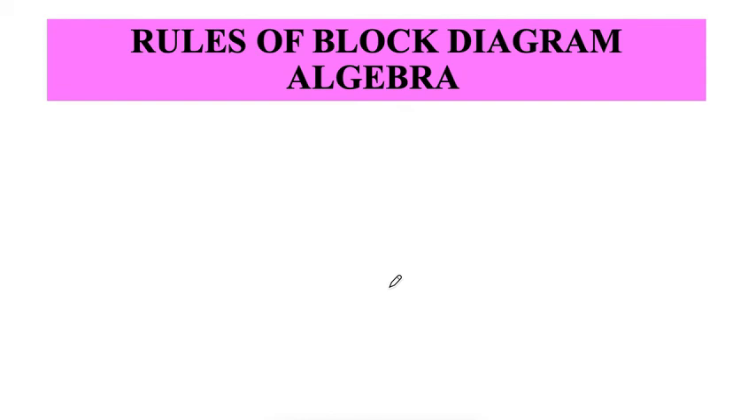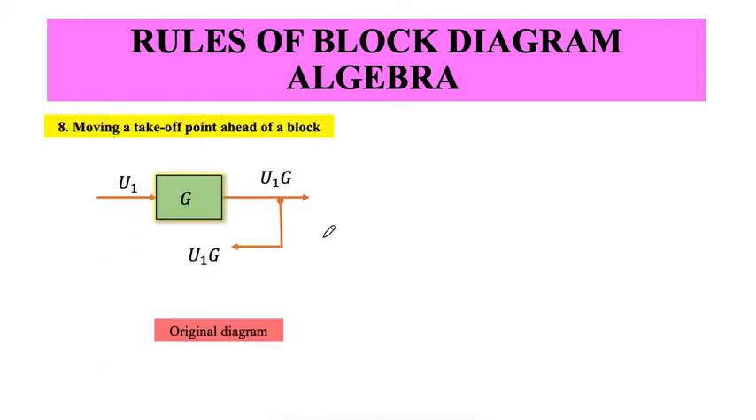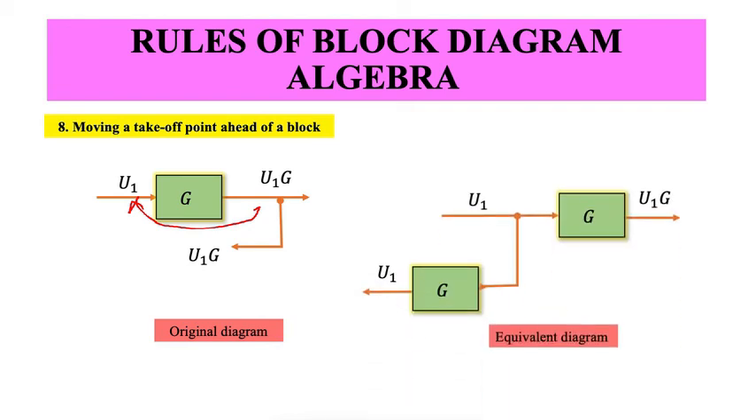Okay, and the reverse I don't think I need to prove. If I want to move this guy back over here, I can still just move it and multiply with g, because if I'm taking it here, it is just u1, but what I want is u1 times g, so I will add a block g.